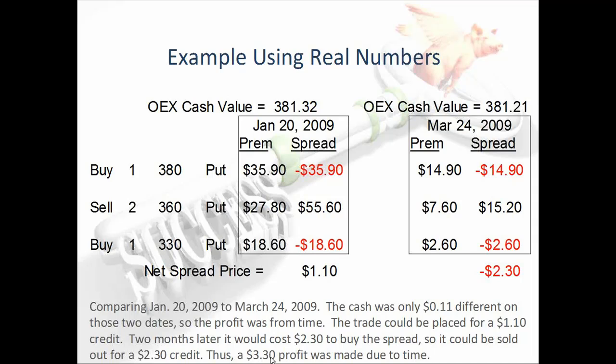At the bottom it says $3.30 profit was made due to time. That has to do with the limited math capabilities of me. I just caught that. The great thing about not knowing math, like me, is I do make mistakes just like everyone else. I made a mistake creating these slides. I apologize. It should be a $3.40 profit, but I guess if I was really good at math, I'd be teaching in high school making a fortune.